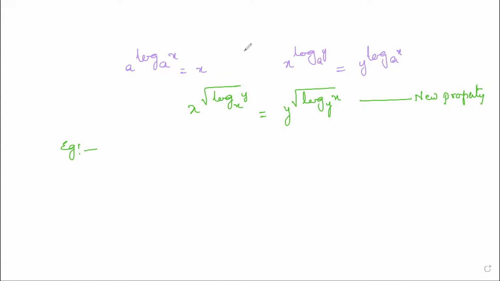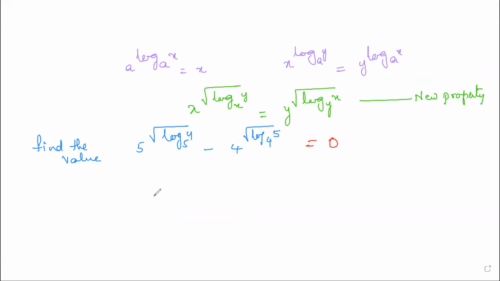Let's say I have 5 raised to under root log 4 to base 5 minus 4 raised to log 5 to base 4. If the question is to find the value of this expression, then looking at the above property, I think the difference of these two should be 0. But how can I prove it?